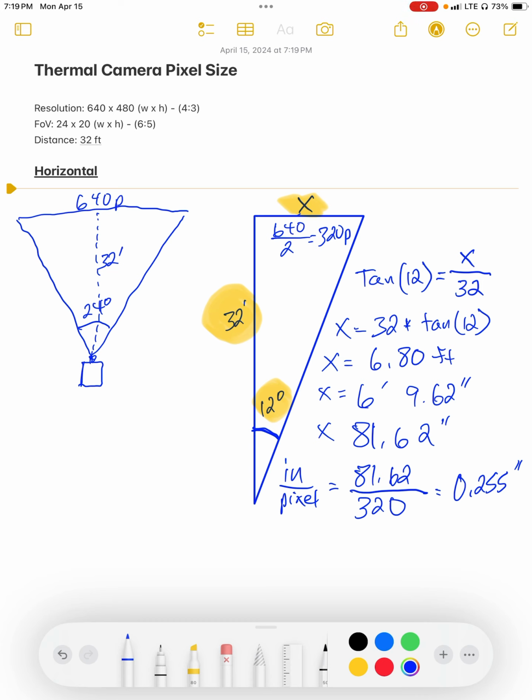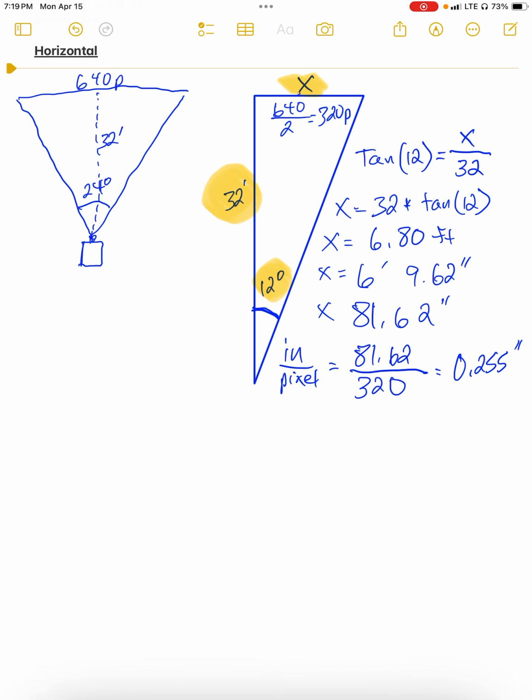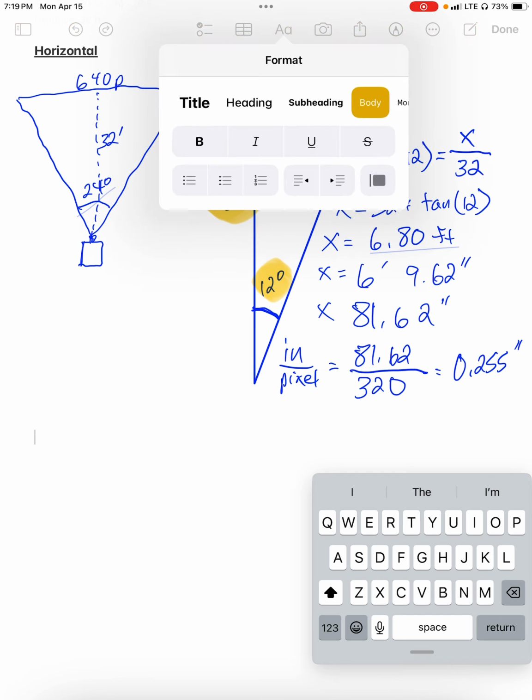So this was the horizontal part, but remember these are rectangular pixels because we don't have even or equal ratios between our resolution and our field of view. So now we also have to find our vertical. And so I'm going to now demonstrate how to find the vertical pixel size. And it's going to be very similar.